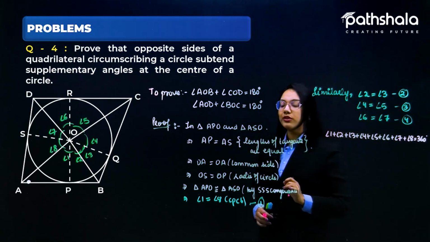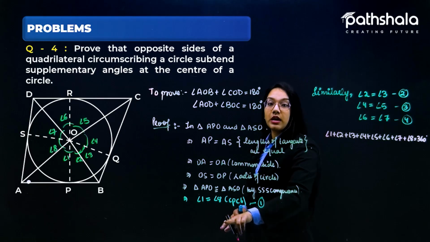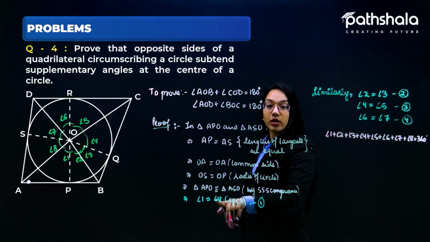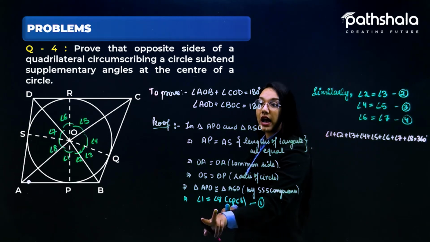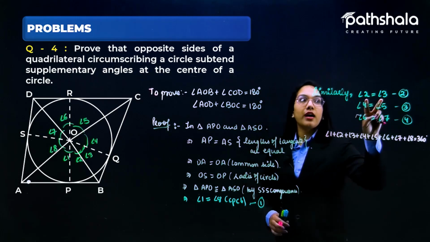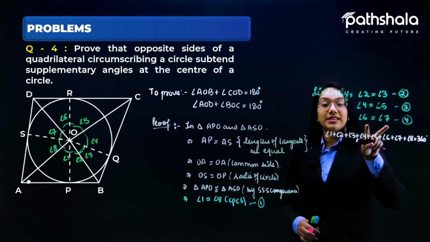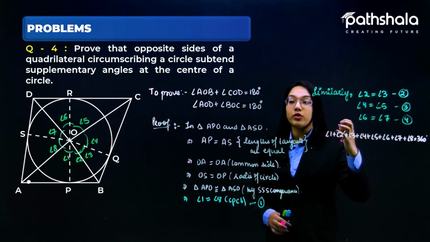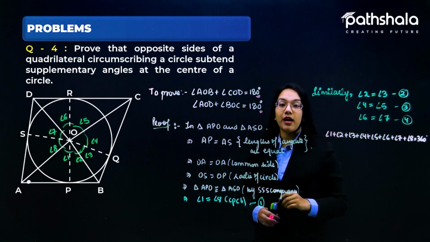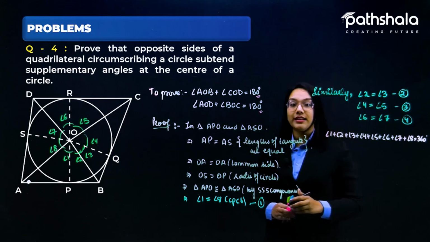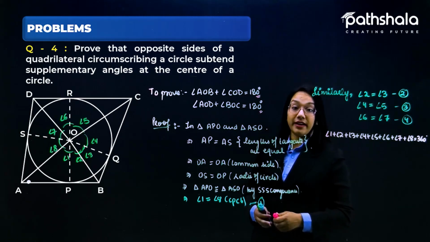Now further we know that angle 1 is equal to angle 8. Furthermore, we know that angle 2 is equal to angle 3. Further, we know that angle 4 is equal to angle 5, angle 6 is equal to angle 7. So what we wanted to prove over here, we just have to prove these two things, that angle AOB and the angle COD's sum is equal to 180 degrees.